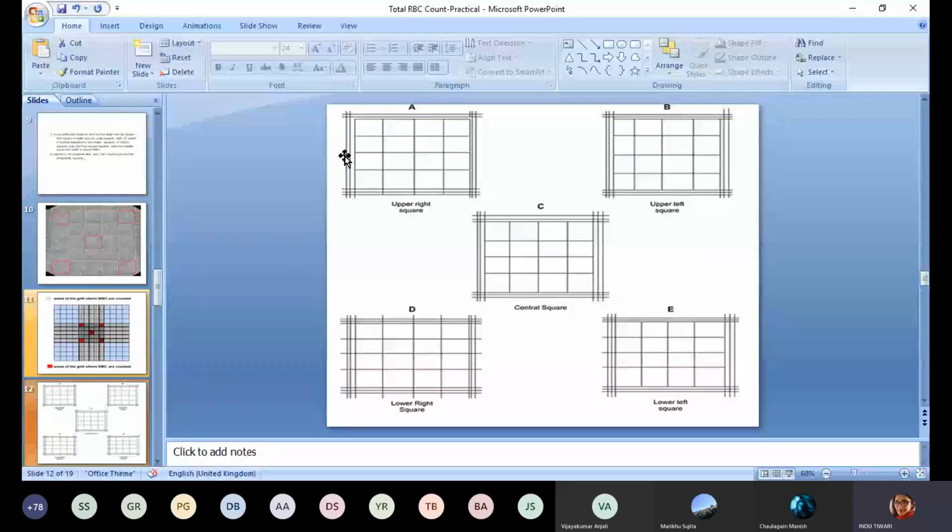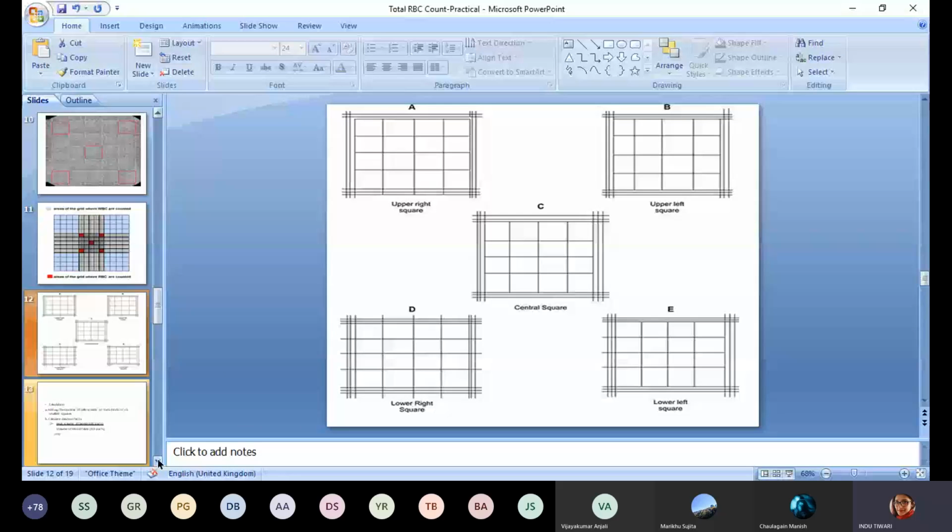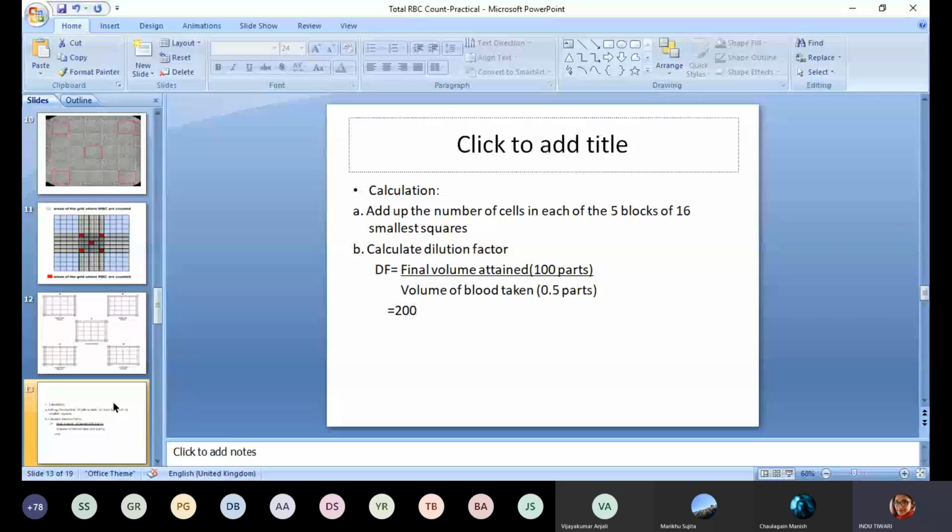So if this is the RBC counting chamber in focus, then we know that the length of this square is 1 millimeter. So there are certain things that you have to know to calculate. Number one is that you have to first count all the cells in all the 5 blocks of the 16 smallest squares. You have to count the cells in each of the 5 blocks required for counting the RBCs. And then you have to calculate the dilution factor, the dilution factor of the fluid that you have taken.